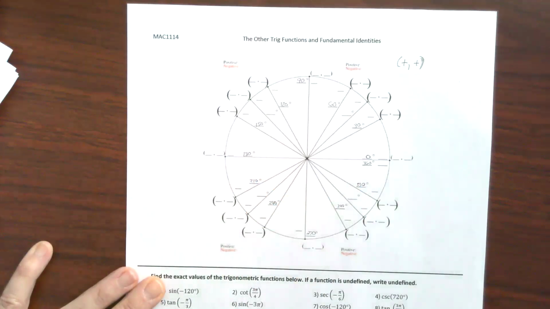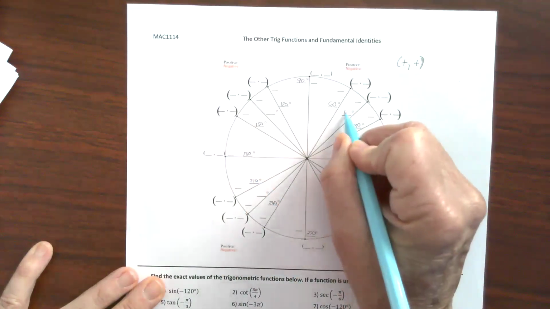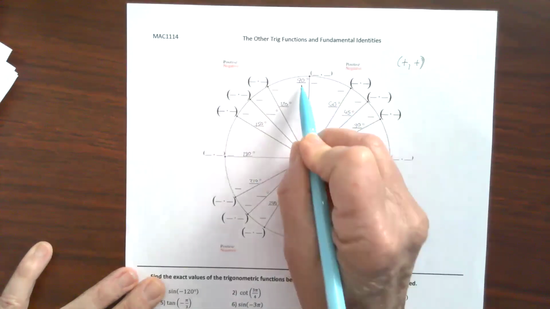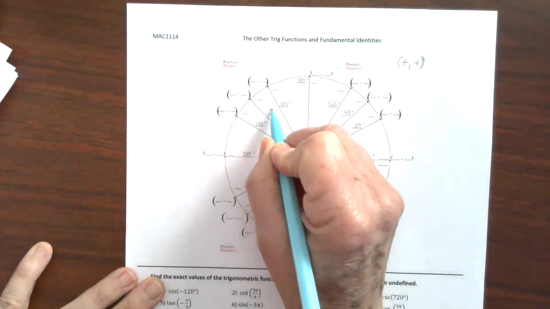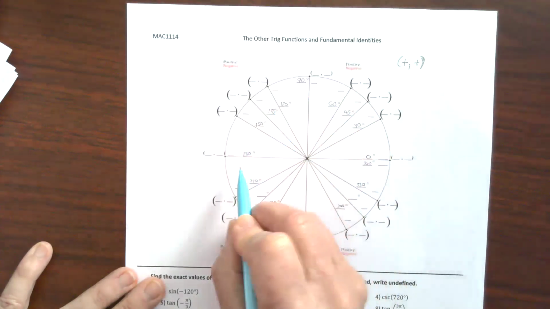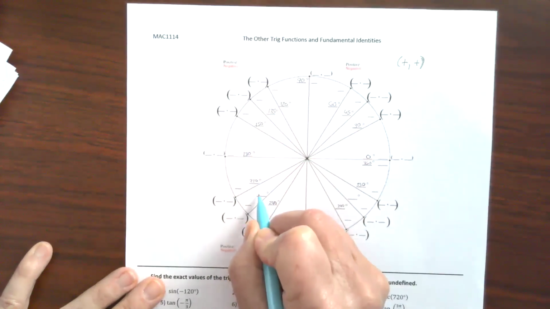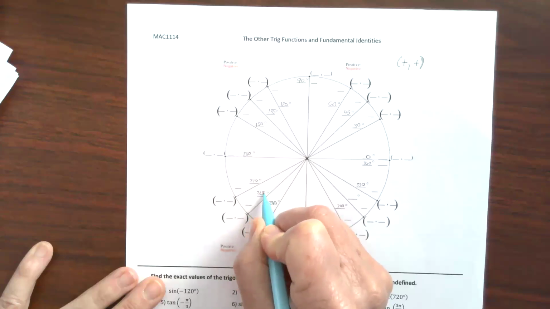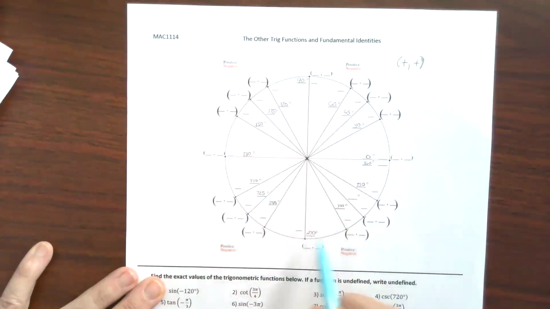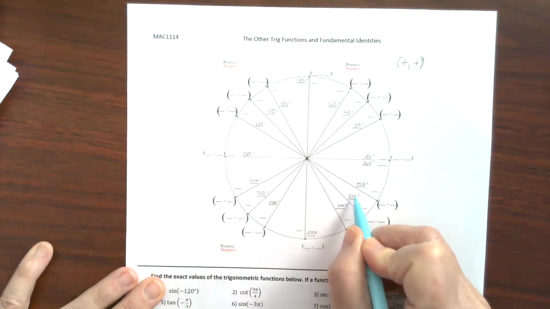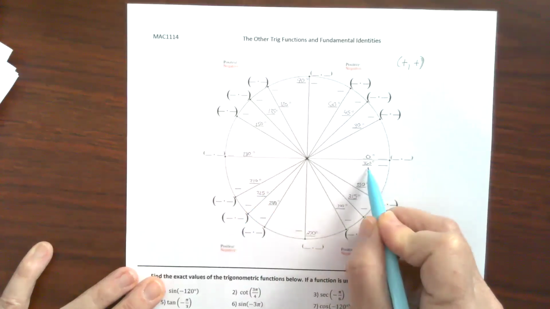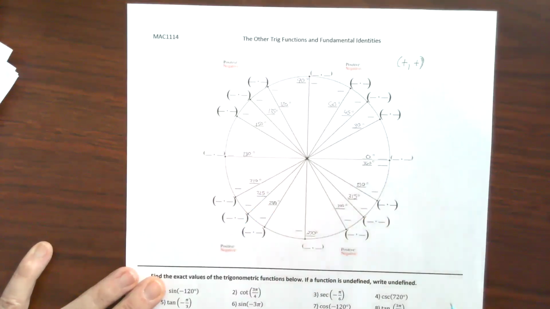Okay. The other important angles are 45. So this is 45, plus another 45 is 90, plus another 45 is 135, plus another 45 lands here, plus another 45 lands here. 225, plus another 45 is here, plus another 45 is here. 315, plus another 45 is there. Now we can go through and do this in radians, and we should.